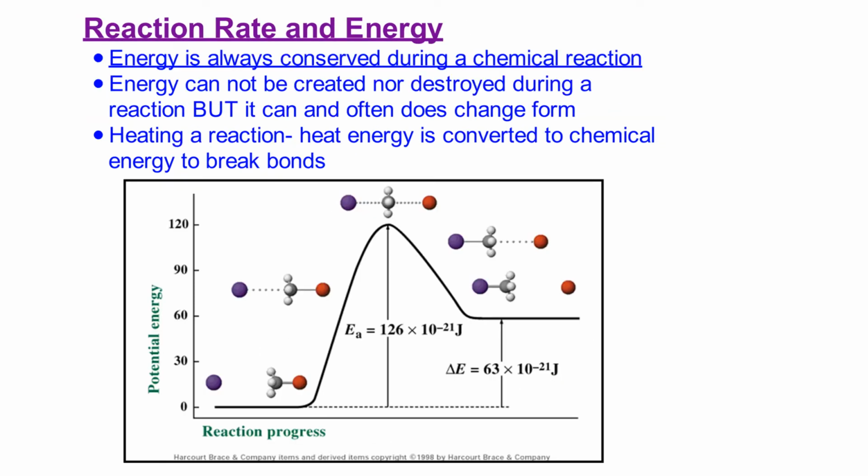So far we've covered a lot about reaction rate. Now we're going to switch gears a little bit and focus more on the energy part. So the key thing to remember about energy is that during a chemical reaction, energy is always going to be conserved. It can't be created or destroyed during a reaction, but it usually changes form. So if you think about this, like when we're heating a reaction, the energy coming from the heat source simply gets converted into chemical energy that we use to break bonds. So again, we're not creating energy or destroying it, we're simply changing the form of that energy.